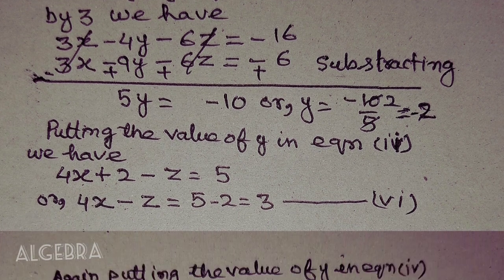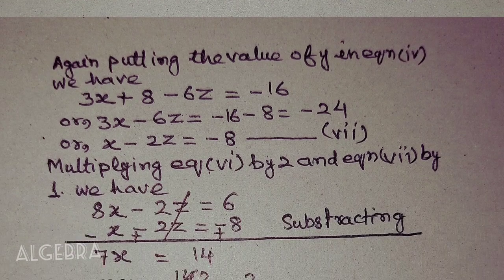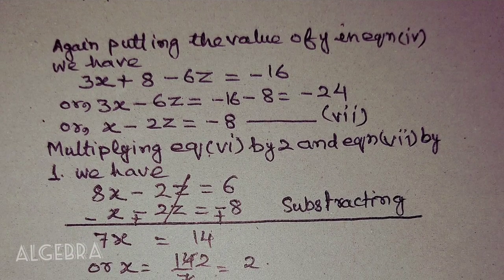Equation 6. Again putting the value of y in equation 4, we have 3x plus 8 minus 6z is equal to minus 16, or 3x minus 6z is equal to minus 16 minus 8 is equal to minus 24, or x minus 2z is equal to minus 8. Equation 7. Multiplying equation 6 by 2 and equation 7 by 1 we have 8x minus 2z is equal to 6 and x minus 2z is equal to minus 8.